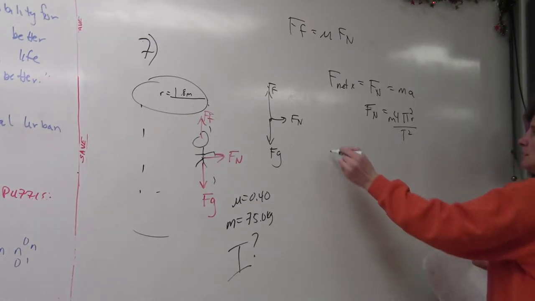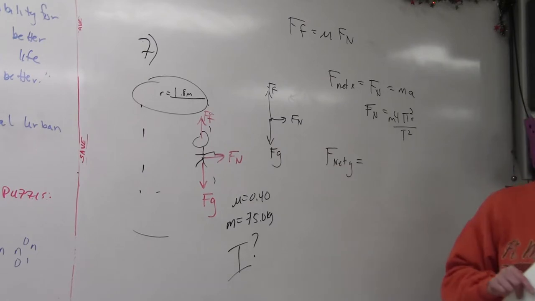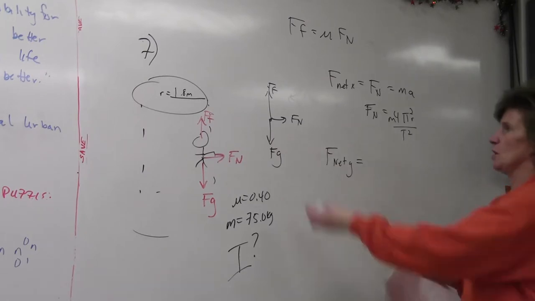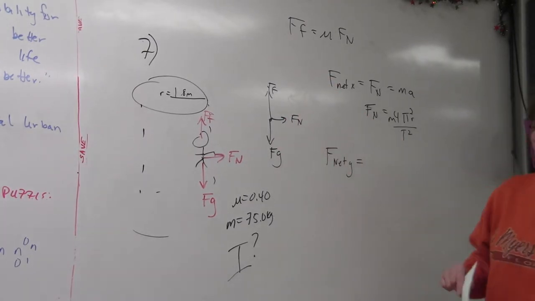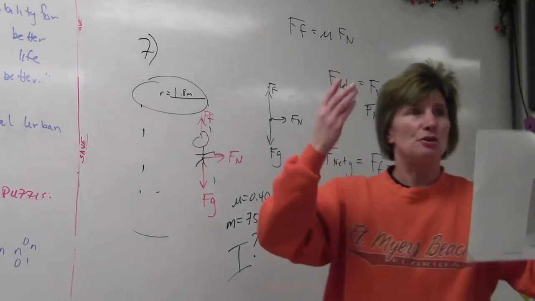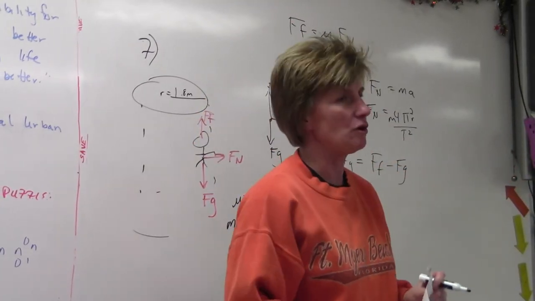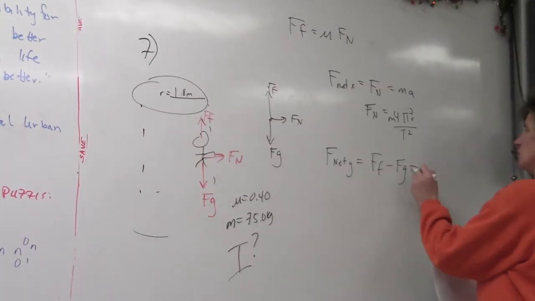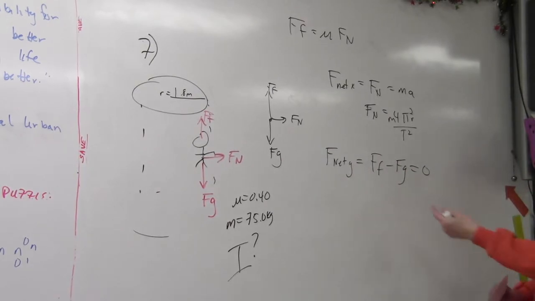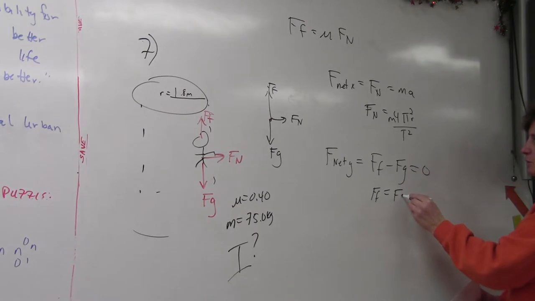Now, force net in the y direction is what? What's going on in my y direction? Force of friction minus force of gravity. Is there acceleration of my people going up and down? No. So what do we know about that? It's 0. So force of friction equals gravity force.